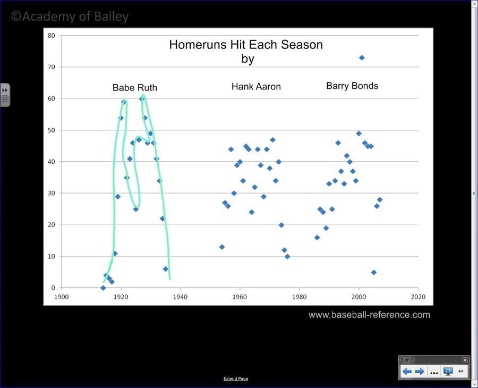Hank Aaron's are kind of all scattered. And there are some dips. I mean, there are some dips like right here in the middle of his career. There could have been an injury. Babe Ruth had the same thing. There could have been an injury there, and that's the reason why they didn't hit as many. And Barry Bonds, kind of the same thing.